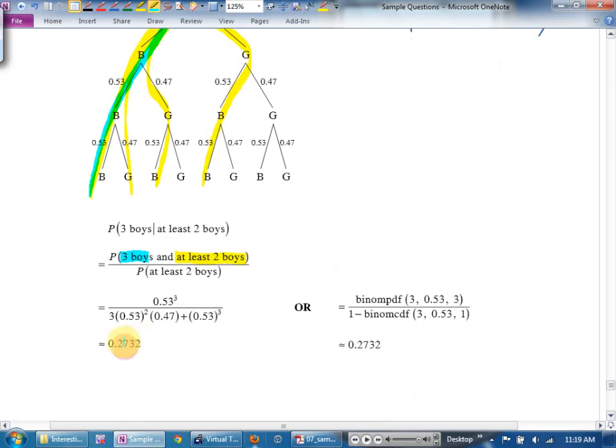So Venn diagram questions. Okay, find the probability that A occurs given that B has occurred.